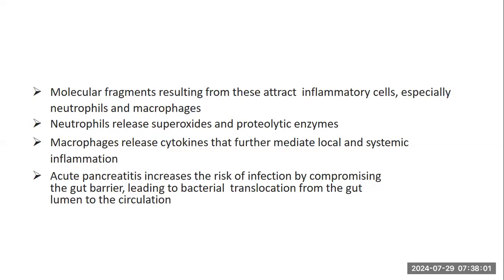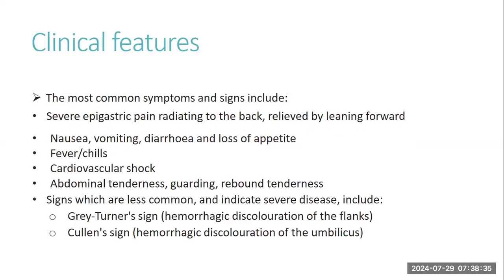Now, the molecular fragments resulting from all these systems that have been activated would go ahead to attract inflammatory cells, especially the neutrophils and the macrophages. The neutrophils will end up releasing superoxides and proteolytic enzymes, whereas the macrophages will release further cytokines that will mediate both local and systemic inflammation. The acute pancreatitis increases the risk of infection by compromising the gut barrier, leading to bacterial translocation from the gut lumen to the circulation.